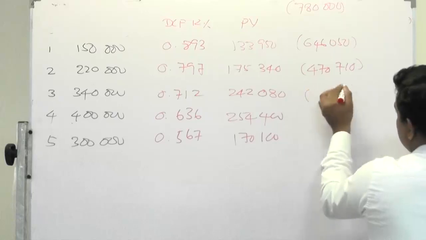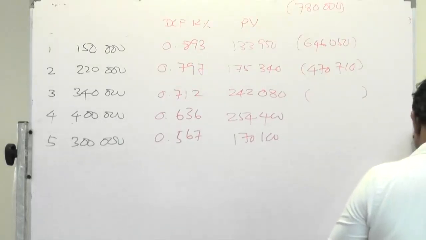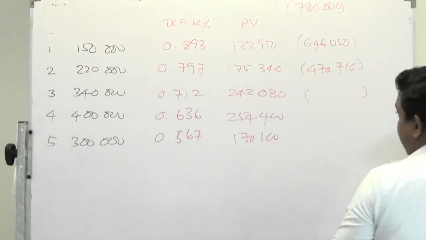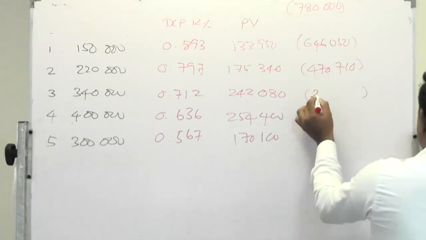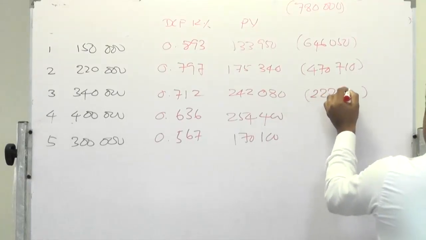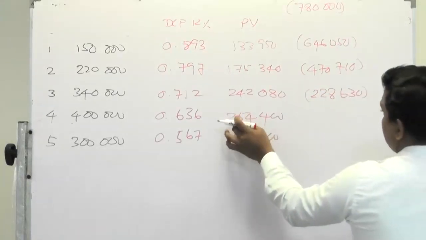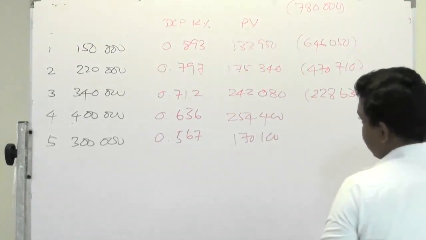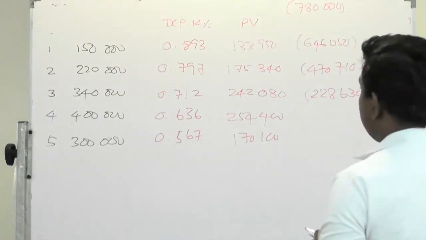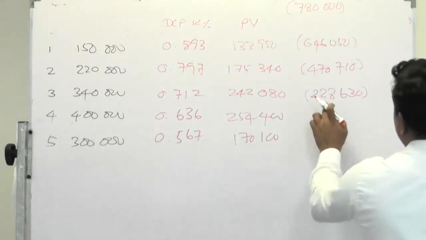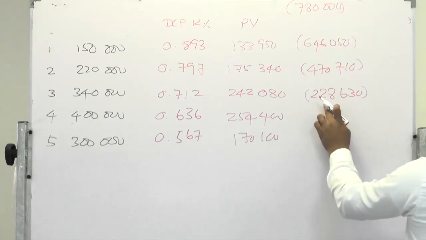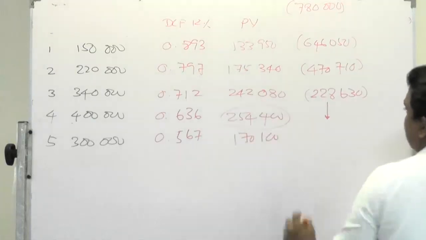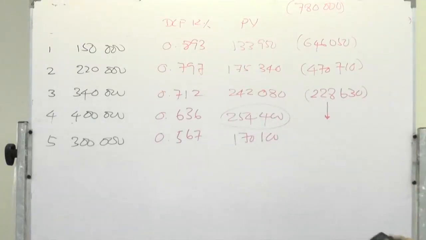Then in the third year you will recover 240,080 from this. Then see the remaining balance. At the end of the third year you need to recover a further 228,630. Then in the fourth year you will recover 254,400, right? But you need to recover only 228,000. Definitely no need to spend the entire year because you can recover in the fourth year more than what is to be recovered.